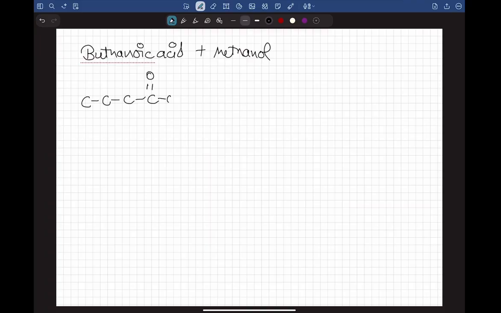Let's pick butanoic acid with methanol. So, we will draw butanoic acid in the regular manner. 4 carbons, then O, OH, and the hydrogens. Now, alcohol we will again try to draw so that OH is towards the left, closer to the acid, and this is your methanol. I'm not drawing the hydrogens.